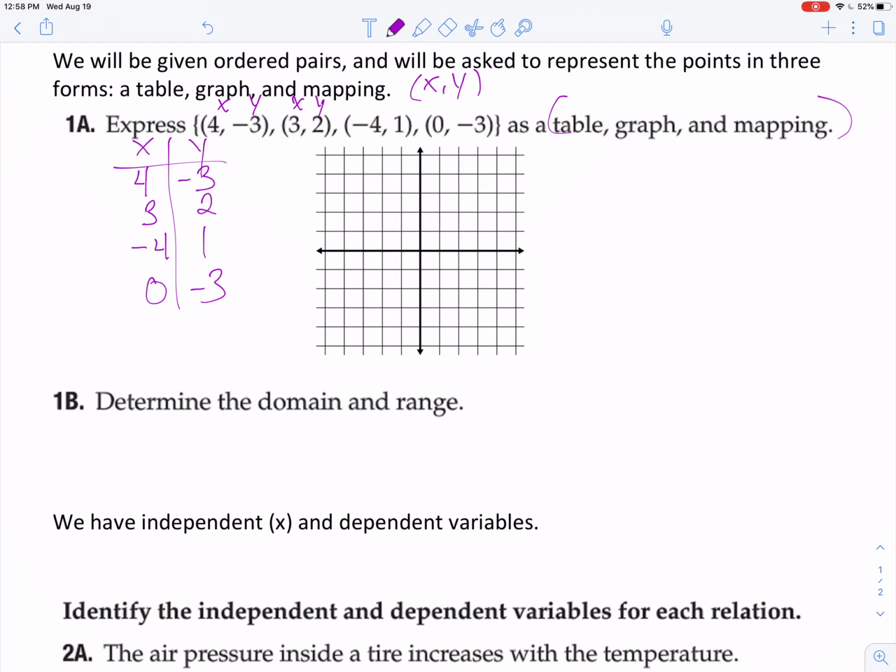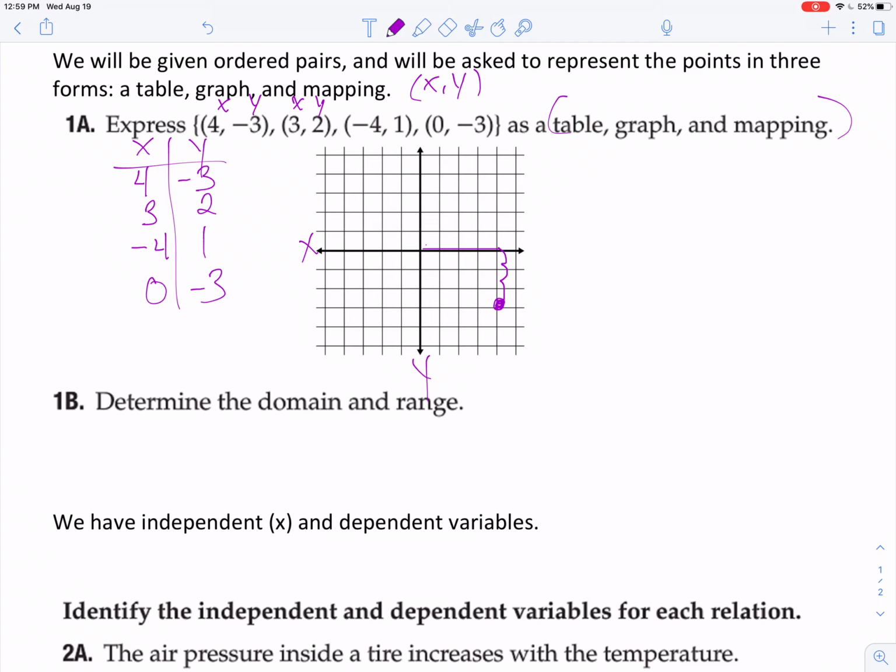Graph, hopefully you've done this before. Most of you will know what to do already. Just graph the 4 points. Remember that you run before you jump. Go across the x-axis and then go across the y-axis. This is the x-axis, this is the y. So if the point is 4, -3, go to the right 4, 1, 2, 3, 4, and down 3, 1, 2, 3.